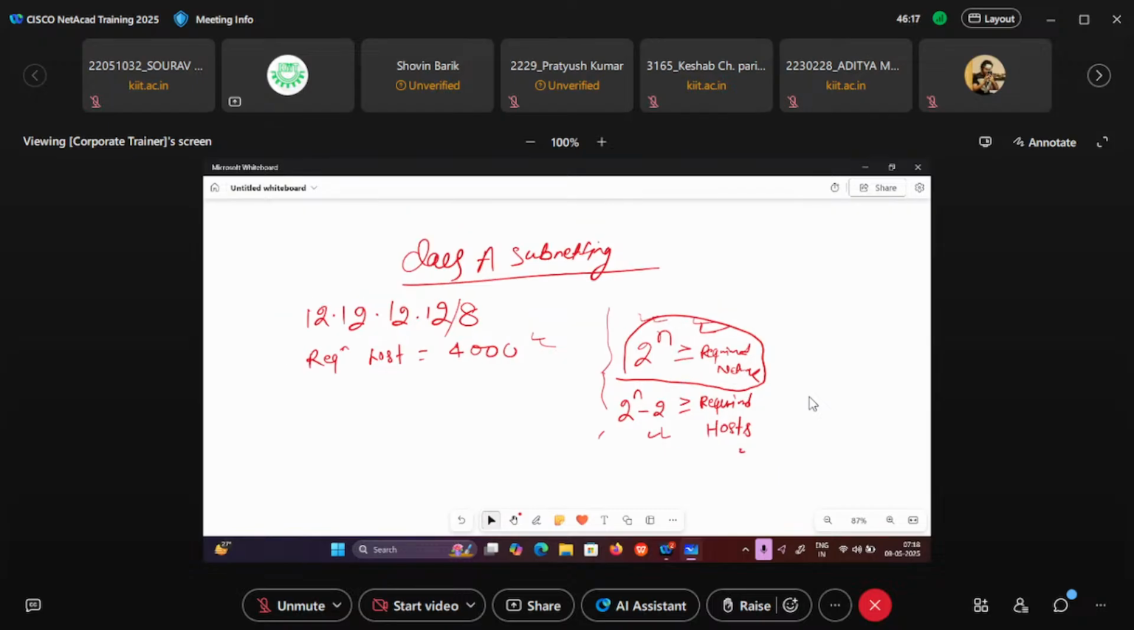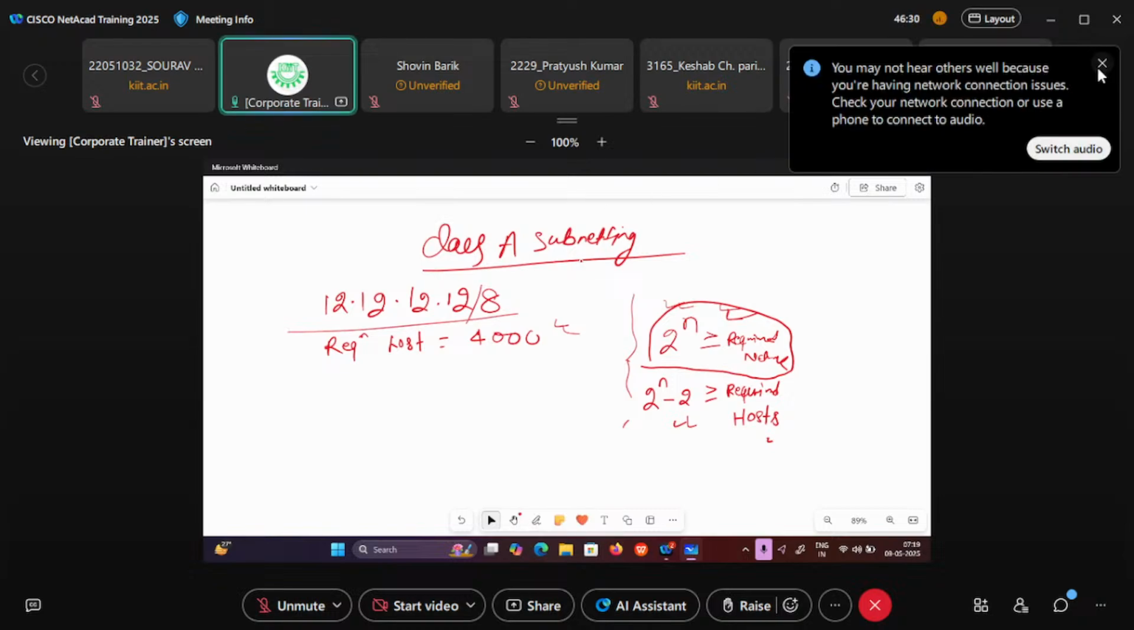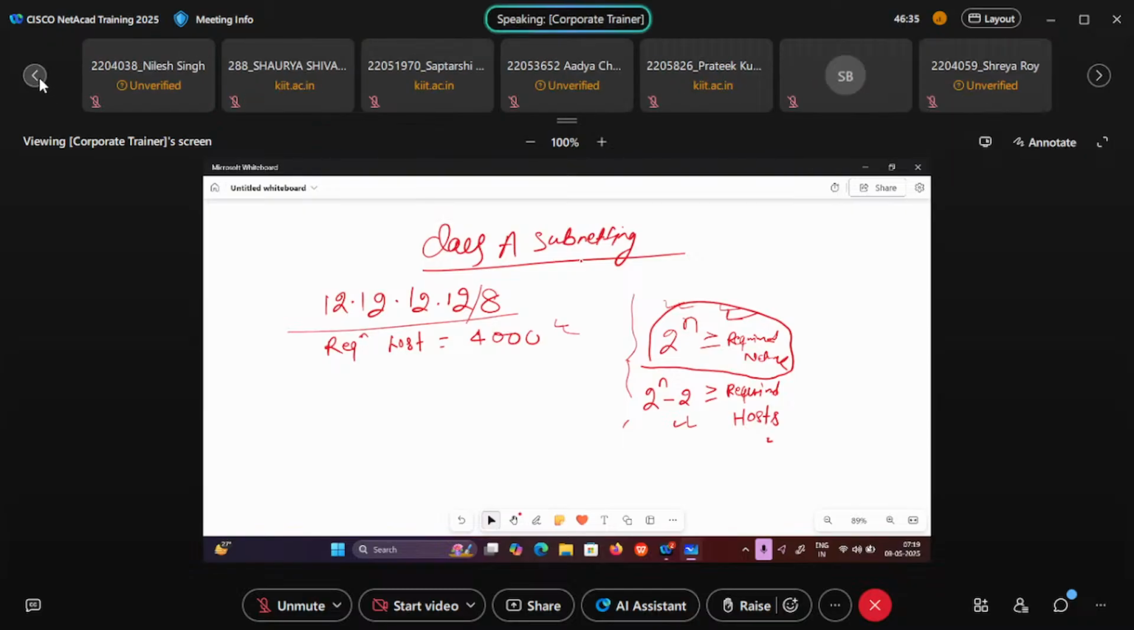I've given you the question. Just see, we have started with class A subnetting, and the IP I have given is 12.12.12.12/8 from class A, and the required number of hosts is 4,000. You have to find all the subnetted networks. Just calculate it fast.